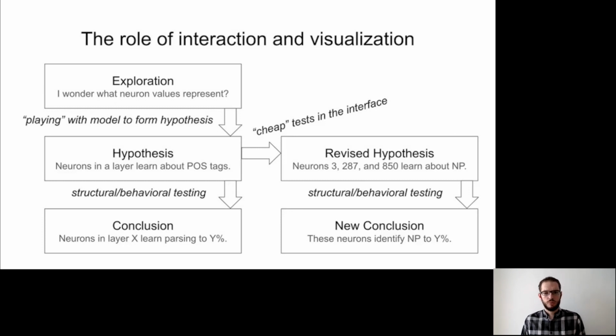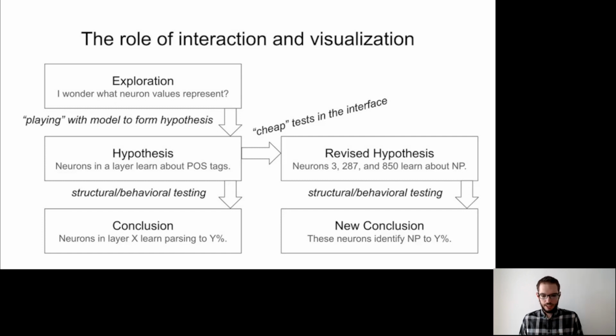So in our case, we may want to refine our hypothesis that not just all of the neurons in a layer learn about part-of-speech tags, but that specifically neurons 3, 287, and 850 learn about noun phrases. And now, with our revised hypothesis, we can use that as a starting point for our renewed structural analysis. And the new conclusion may be that these neurons in particular identify noun phrases to Y%. And you can see how this new and augmented way of thinking about it may be much more powerful, because you can quickly refine hypotheses to be much more precise than generally thinking about what all the neurons in the layer represent.